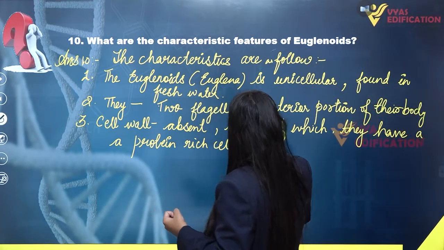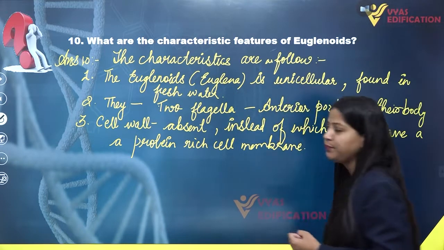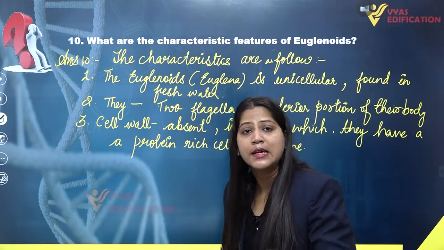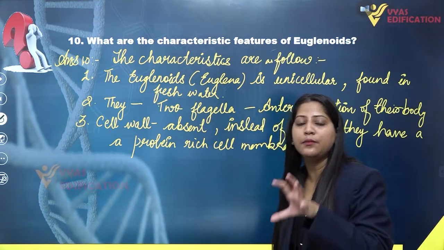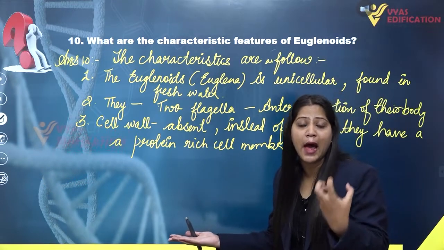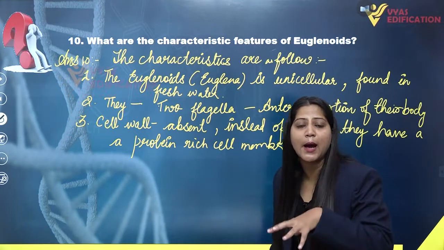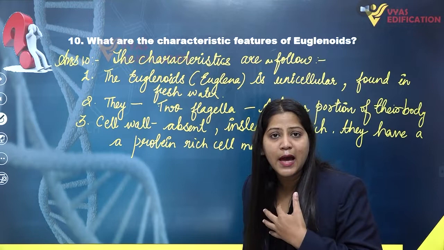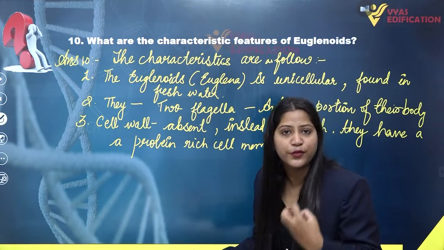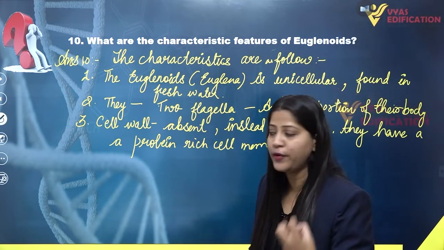So they are not having a cell wall, which is a feature of plants. Instead they have protein-rich cell membranes. So we can conclude that they are animals because of the presence of cell membrane and the absence of cell wall. We can consider them as animals, but they also have some features similar to plants, that is the presence of chlorophyll.